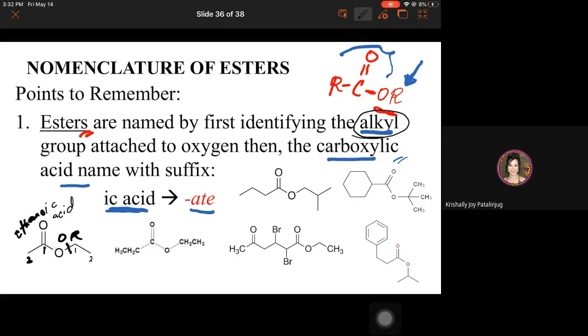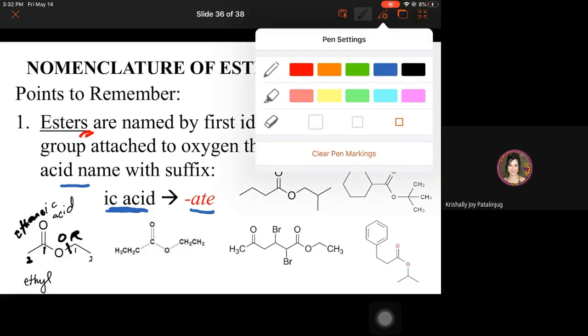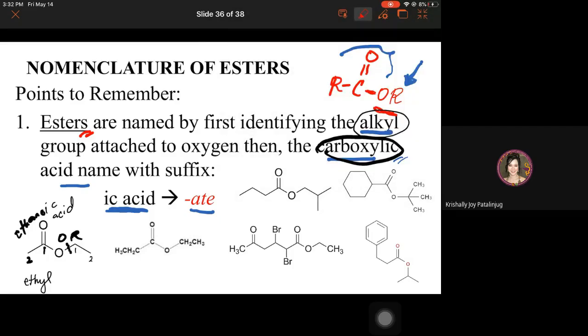So how will you name this? Identify first the alkyl group. So ethyl, right? First, identify the alkyl group. So first, ethyl. Space, then the carboxylic acid name. Make sure to change the ending ic acid to ate. So it becomes ethanoate. Okay? Ethyl ethanoate. Got it? From its carboxylic acid name, change the ic acid to ate. But make sure you first identify the alkyl group for esters.